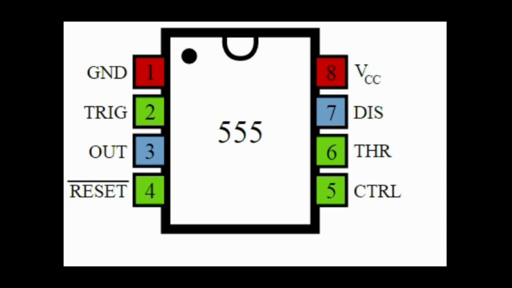It has been hypothesized that the 555 got its name from the 3 5K ohm resistors used within it, but Hans Camenzind has stated that the number was arbitrary. Low-power versions of the 555 are also available, such as the 7555 and CMOS TLC555.